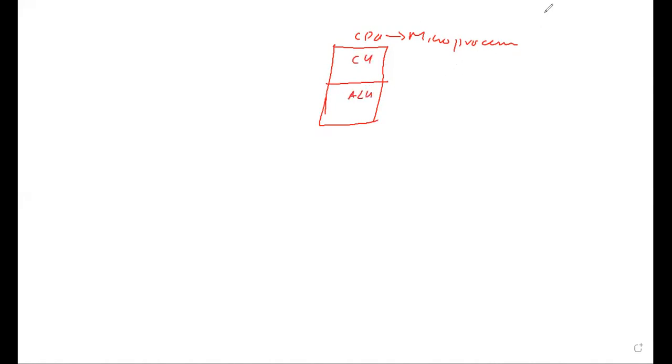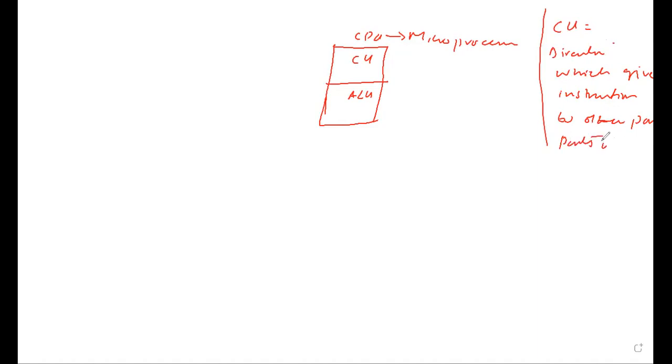Now, remember, CU is basically kind of a director which gives instructions to other parts. It tells every component of the computer what to do.